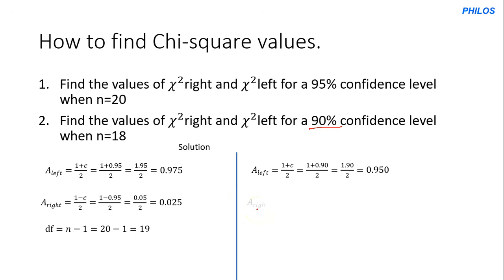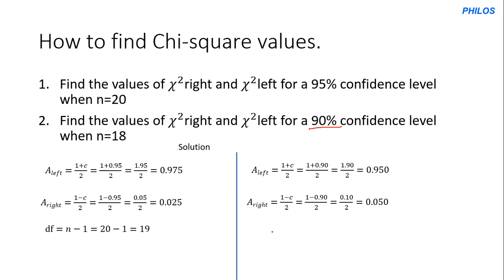Then we also find the area to the right. Area to the right should be 1 minus c divided by 2, and that will be 0.1 divided by 2, and that will give us 0.050. Remember, I told you that whenever you get the area to the left, you can say 1 minus area to the left to get the area to the right. So check 1 minus 0.950. You see that you can get 0.050 without necessarily using the formula 1 minus c divided by 2.